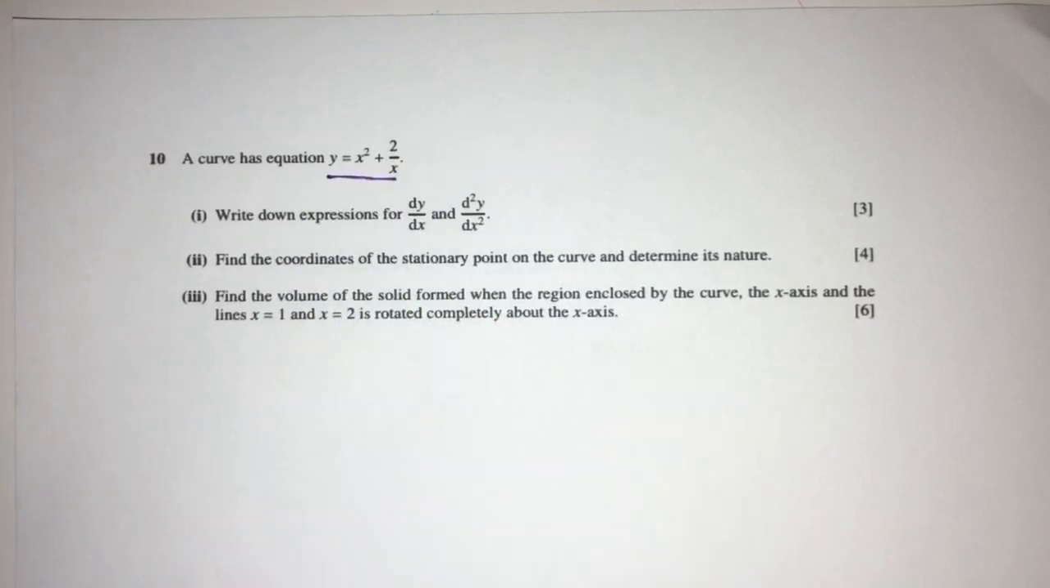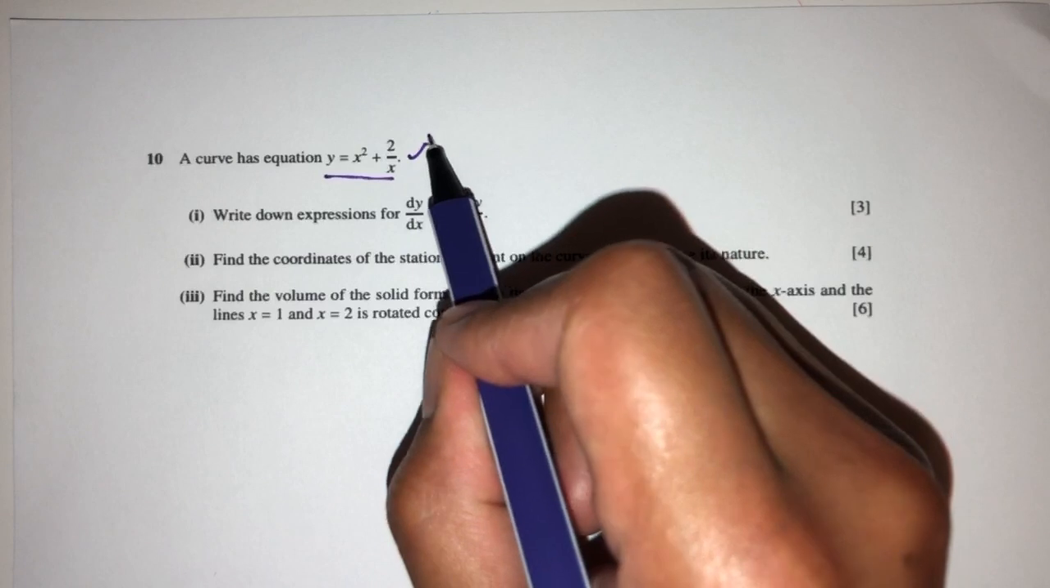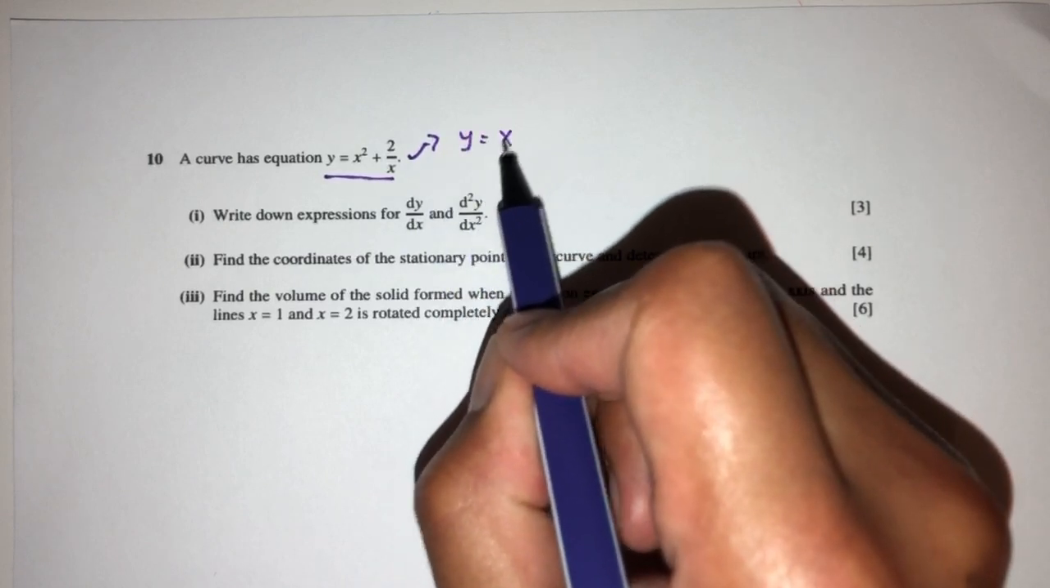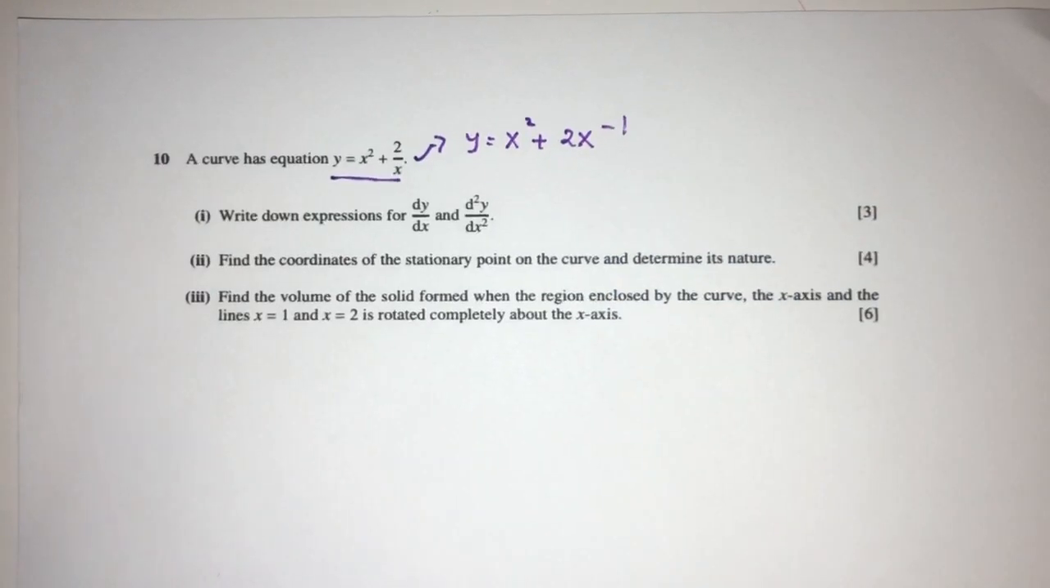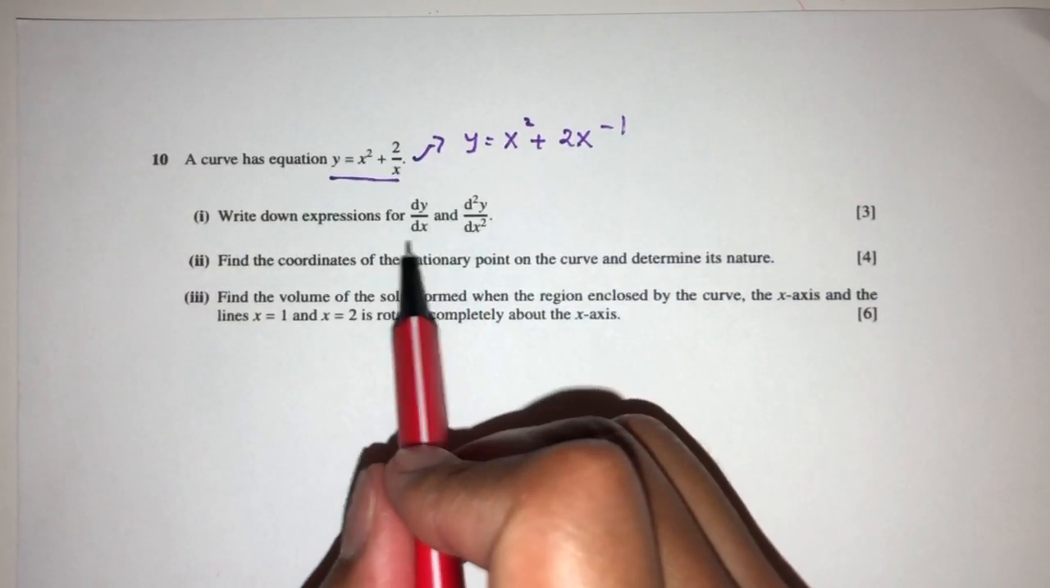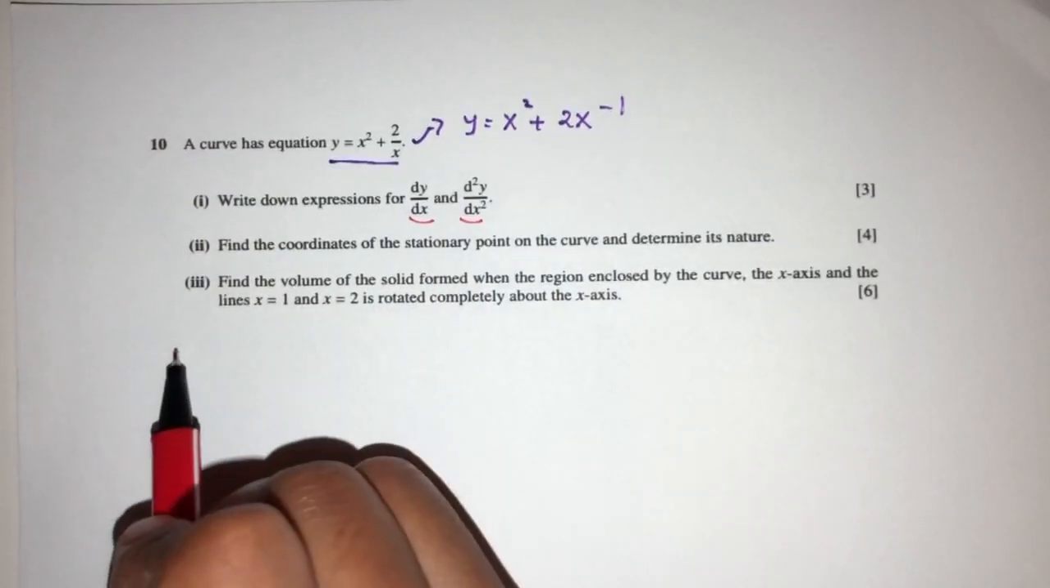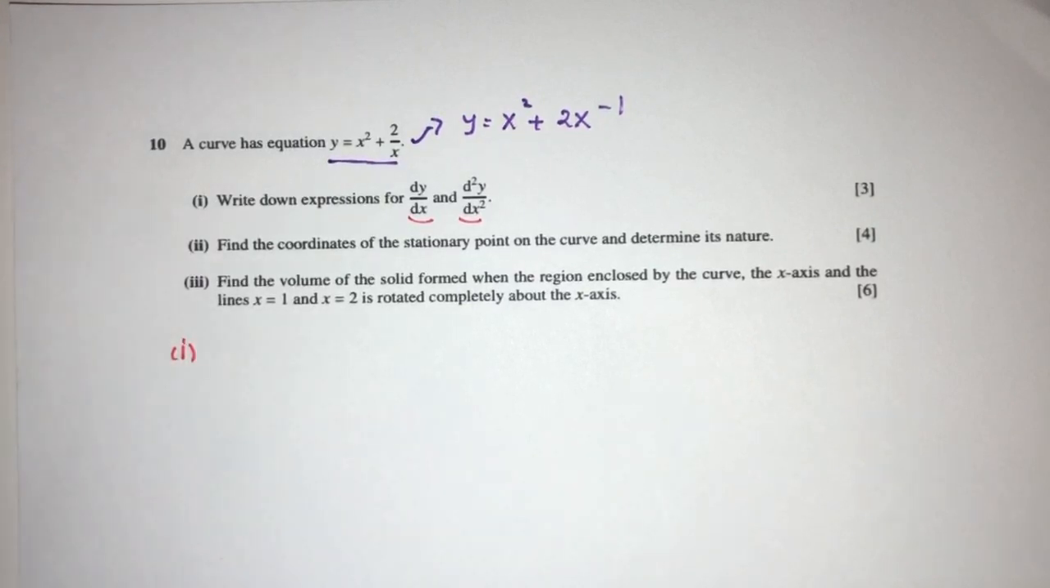So in this question, the curve has equation y equals x squared plus 2 over x. So the first thing I can do is rewrite this as y equals x squared plus 2x to the power of minus 1. Okay, now part 1, write down the expression for dy by dx. So first one, let's write dy by dx.